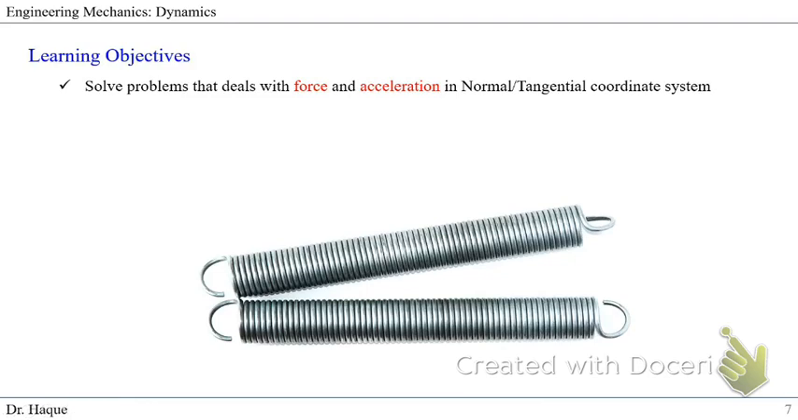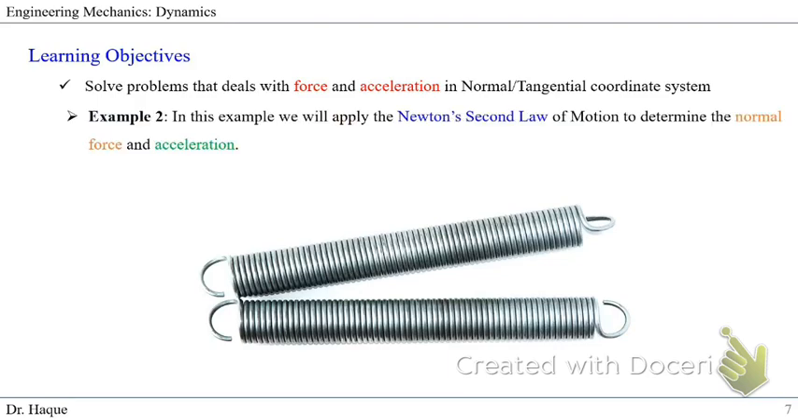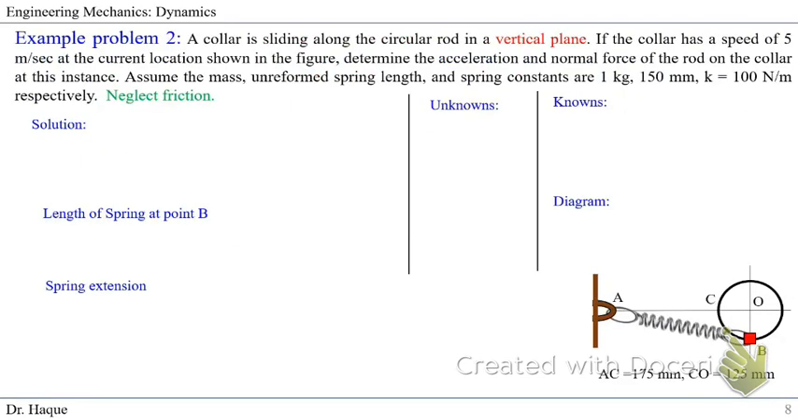Our learning objective for today is to solve a problem that deals with force and acceleration, meaning we have to use Newton's second law of motion, and we're going to use the normal and tangential coordinate system to solve the problem. So in this example 2, we're going to apply Newton's second law of motion because it will be related to force and acceleration, and then we'll determine the normal force and acceleration. Like always, you can see from the image that the problem is going to involve a spring, and we have to solve it. So let's see what the problem is.